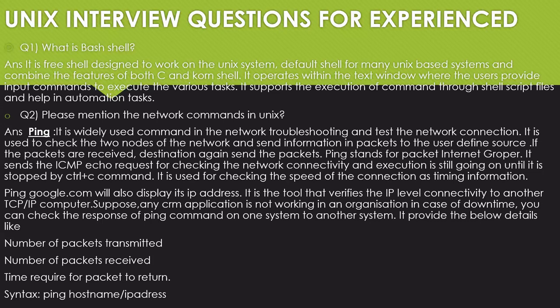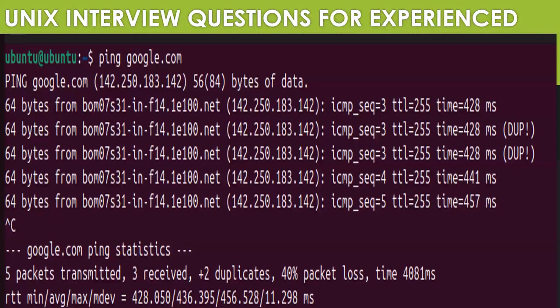So see, I have just executed ping google.com in the Ubuntu terminal. When I execute it, the 64-byte replies keep scrolling, but when I type Ctrl+C, it exits from the ping google.com command and displays the summary: 5 packets transmitted, 3 received, 2 duplicates, 40 percent packet loss, the time, and the RTT minimum, average and so on, all of it is shown.